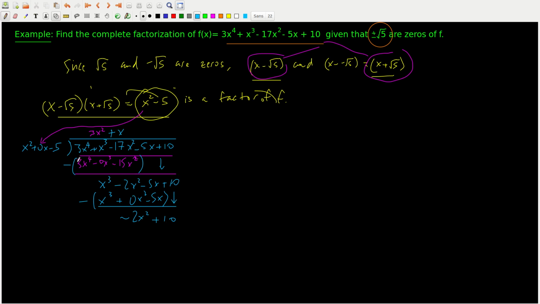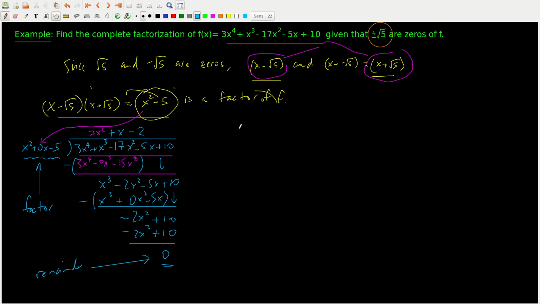This is a second degree polynomial. We're dividing by a second degree polynomial. So we have to have a remainder that's less than second degree. So we can keep going. We take minus 2x squared divided by x squared, we get minus 2. Multiplying that out, we get minus 2x squared, this time plus 10. Those two things cancel. They have to cancel because we know that this thing here is a factor. And if it's a factor, then the remainder must be 0.